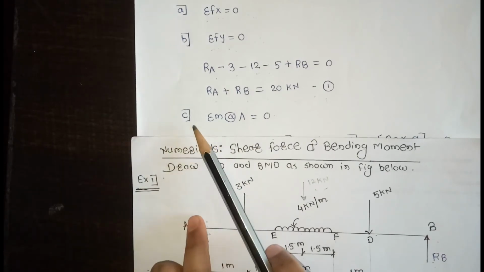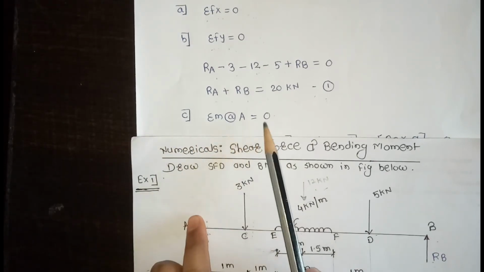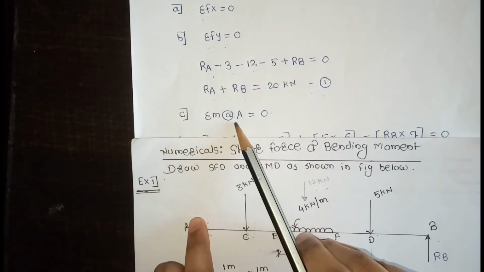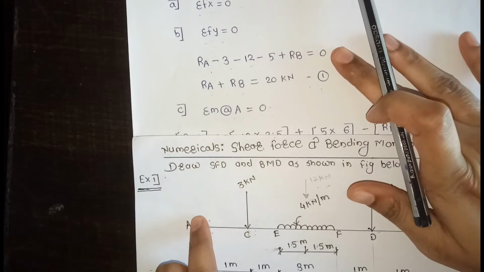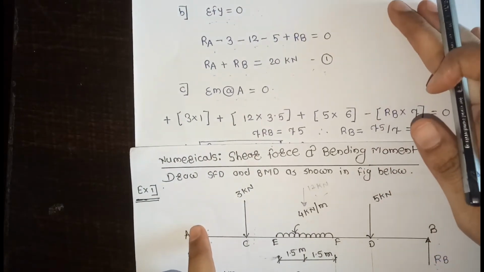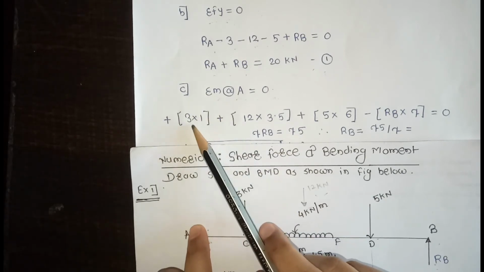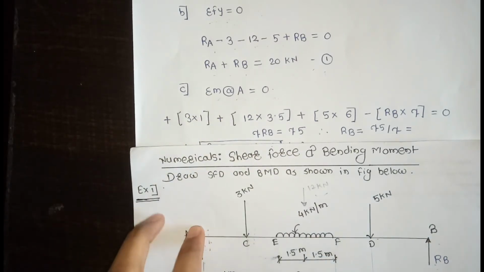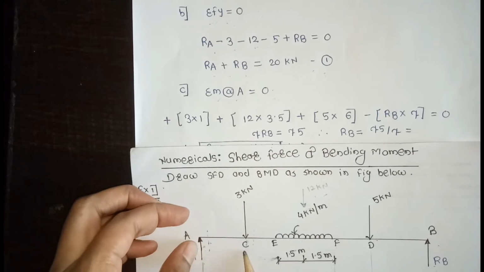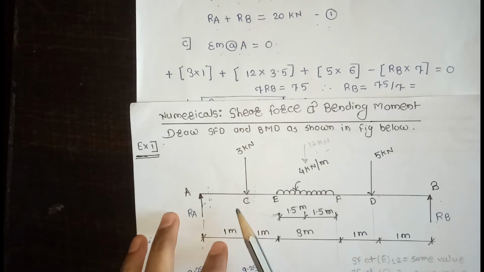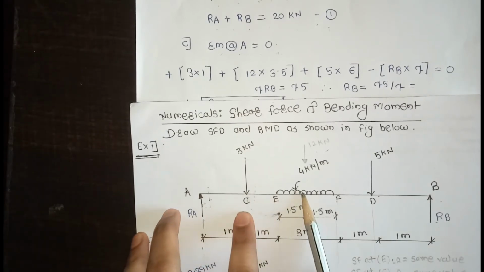Then the third condition is summation of moments at point A is equal to 0, meaning the algebraic sum of all moments at point A is equal to 0. First of all, we have to know what is meant by moment. Moment is force into perpendicular distance. At point A, what is the first force? C. First force C, second force the UDL, third force 5 kN, and last force RB.